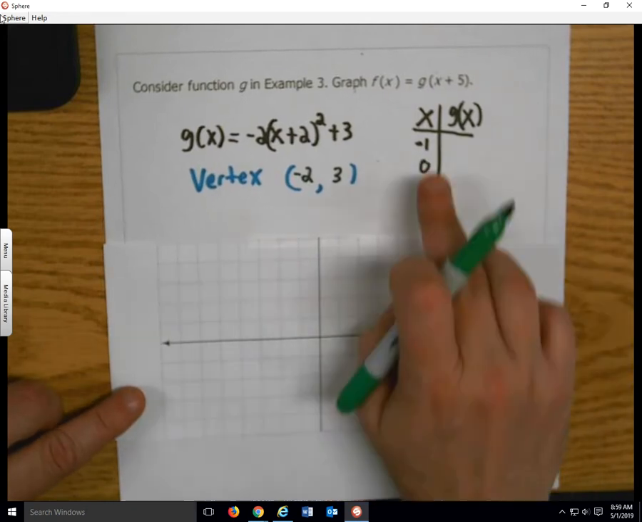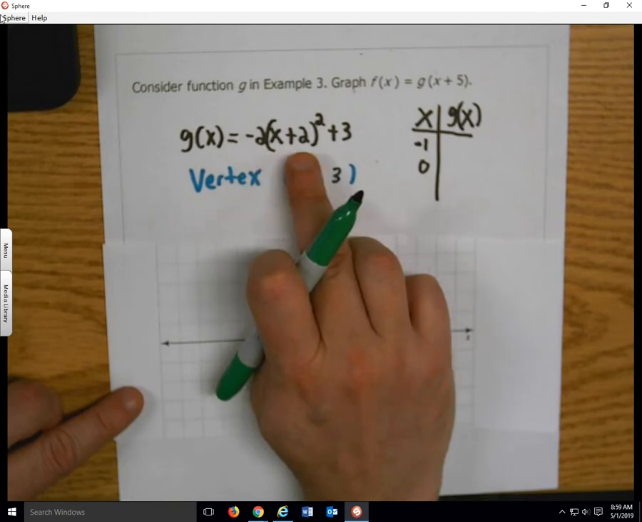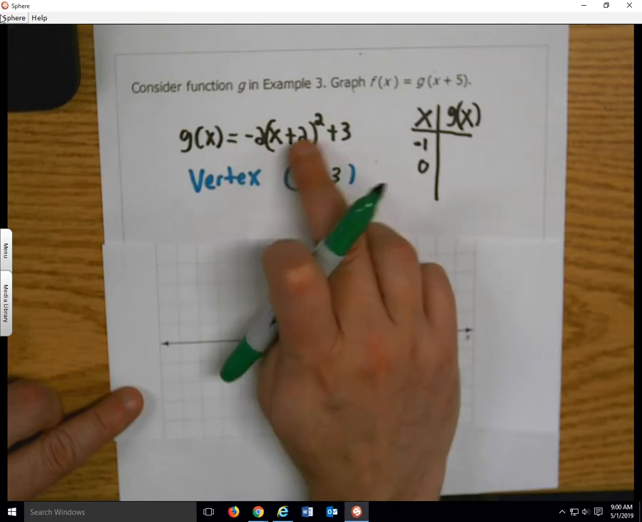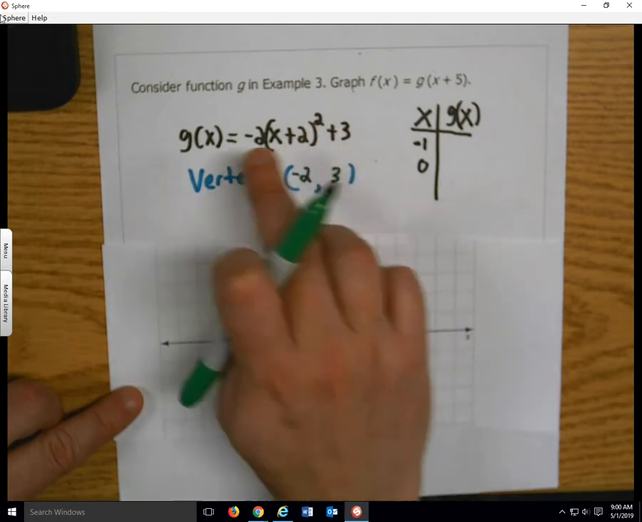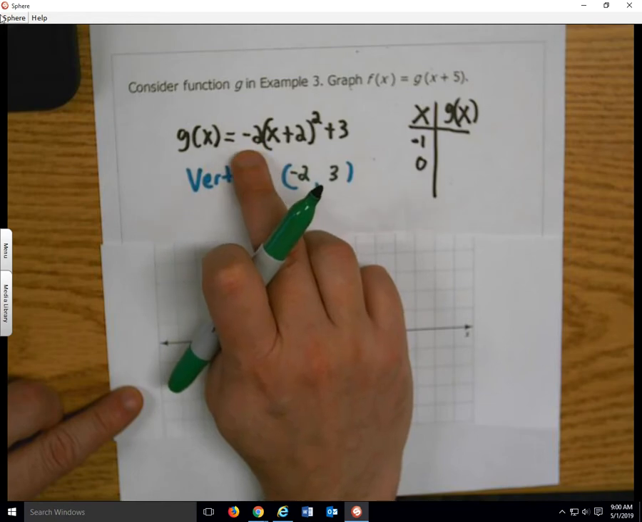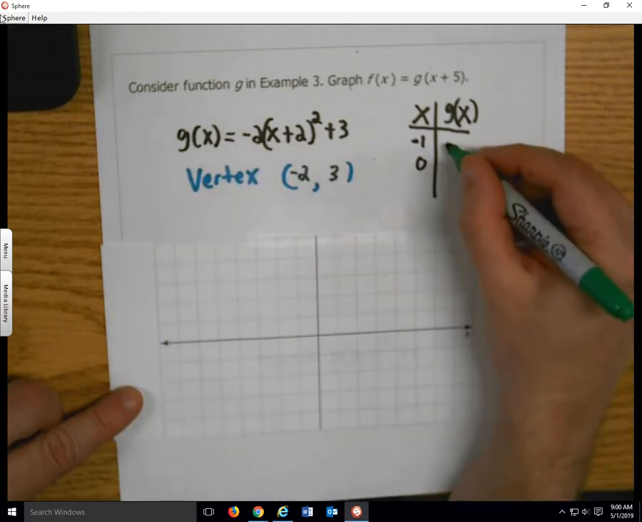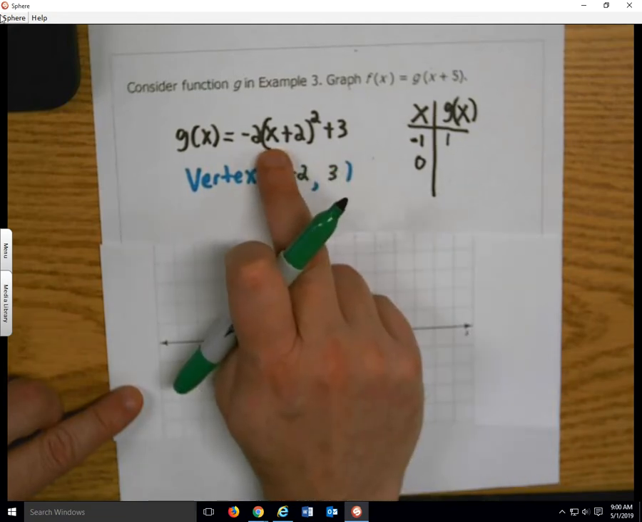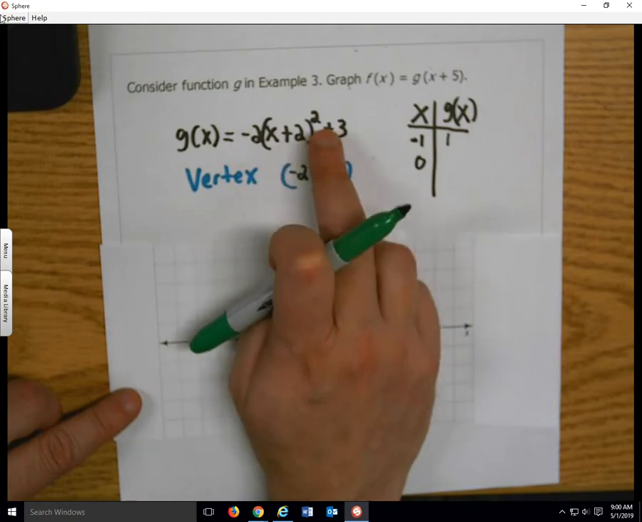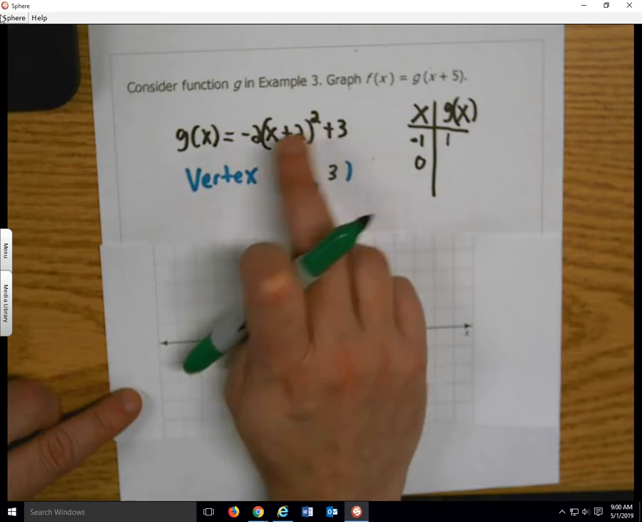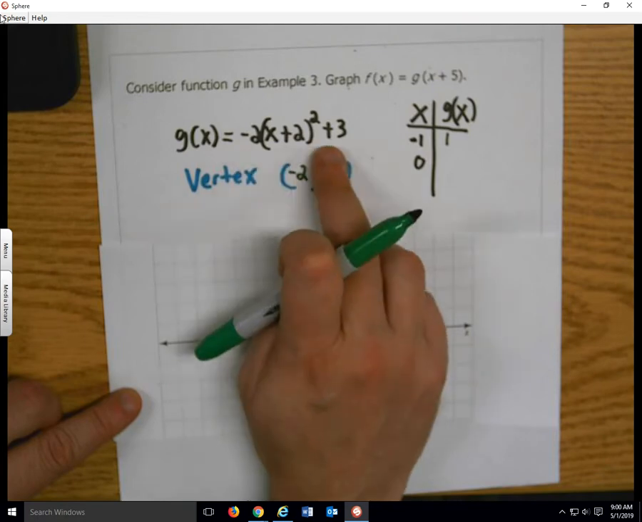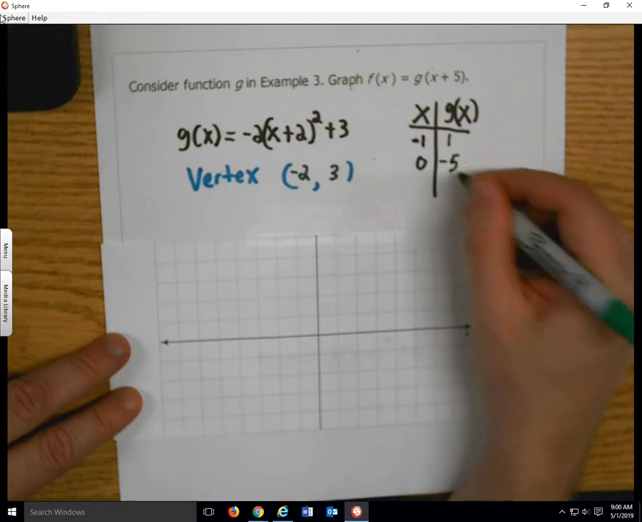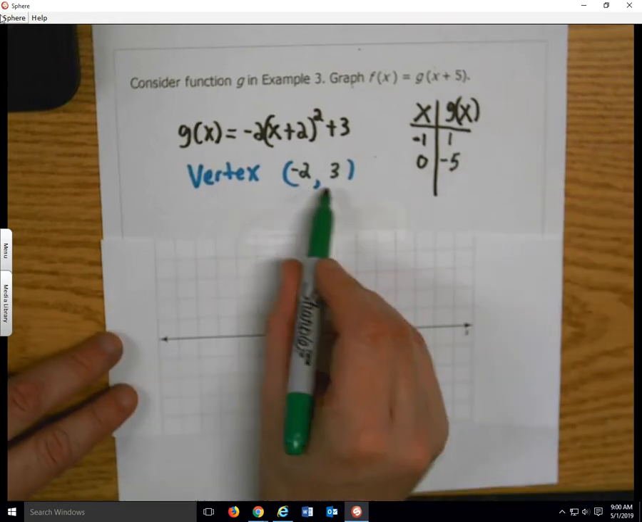So let's substitute these numbers in step 2 and find out what the output would be. If we substitute a negative 1, it'd be negative 1 plus 2, which would be 1. 1 squared would still be 1. 1 times a negative 2 would be a negative 2. And a negative 2 plus 3 would be a 1. So then we'll substitute a 0 in. 0 plus 2 would be 2. 2 squared would be 4. 4 times a negative 2 would be a negative 8. And a negative 8 plus 3 would be a negative 5.